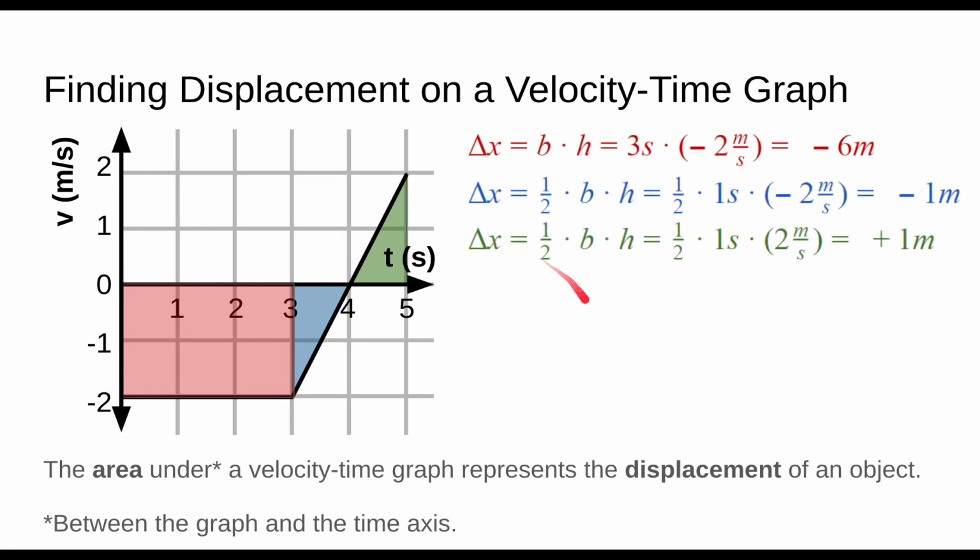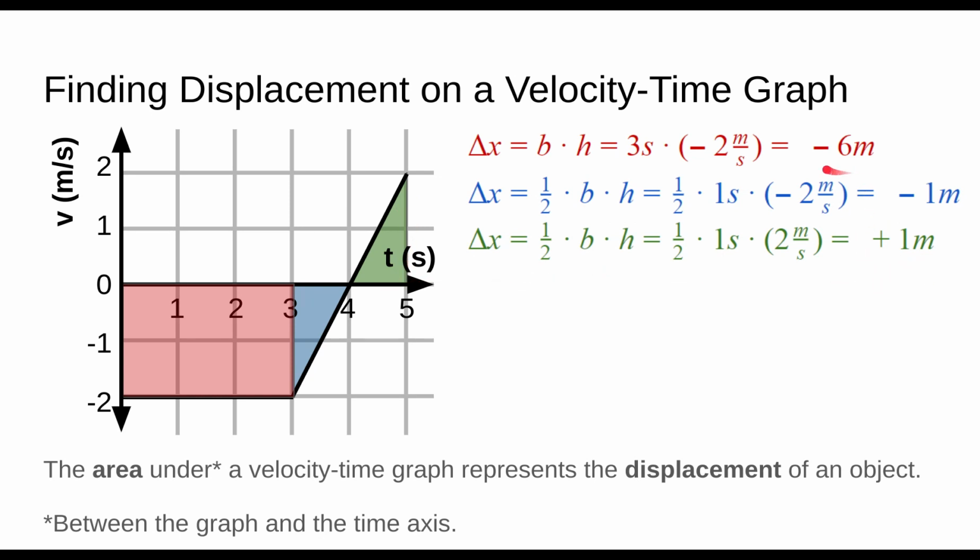So here are the calculations for each shape. Notice that the red shape is a rectangle, and so the displacement or the area equation is just base times height. It doesn't include that half. Whereas the blue and green regions are triangles, and so their equations have 1/2 times base times height. So the red rectangle has an area of -6 meters. The blue triangle has an area of -1 meter. And then the green triangle has an area of +1 meter.